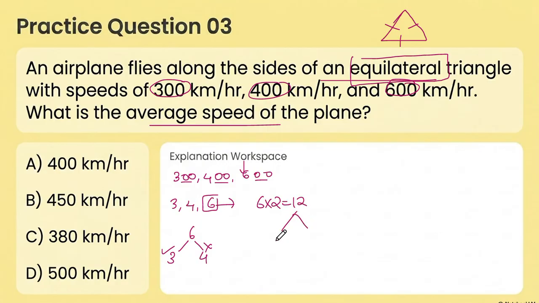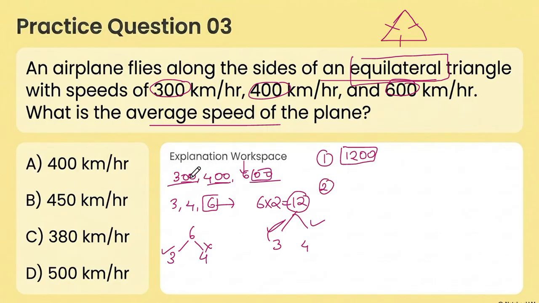Now check it again, 3 and 4. Does 3 divide 12? Yes. Does 4 divide 12? Yes. That means this 12 is our LCM. The two zeros we have not taken, so we'll keep them here. So the LCM of 300, 400 and 600 is 1200. First step is done.